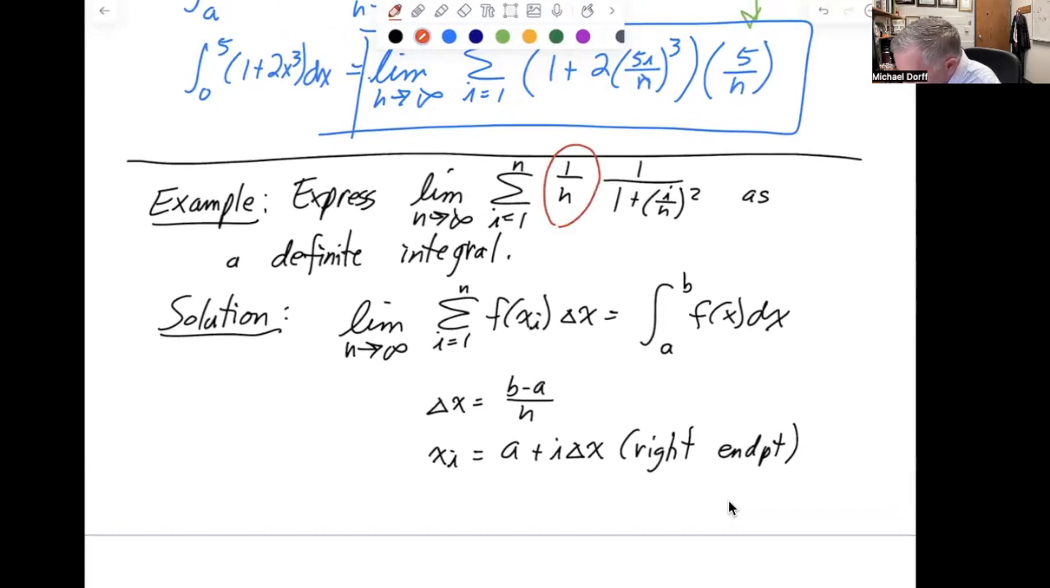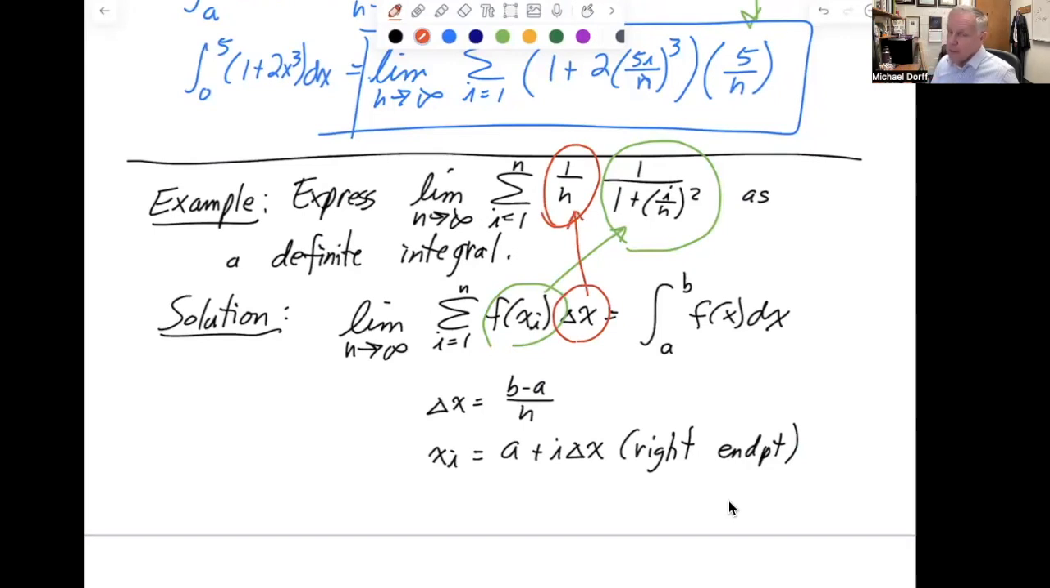So I've got the 1 over n, and I've got the 1 over 1 plus parentheses i over n squared. One of these is delta x and one of these is f of x sub i. Well, the f of x sub i is going to be this one, because it's the term where I have an i in it. I don't have an i in the red circled 1 over n. There's only an i in the green circled one. So that has to be my f of x sub i. And then the other one, the delta x, has to be the 1 over n there.